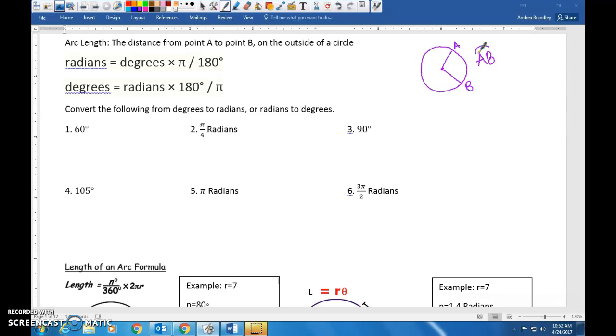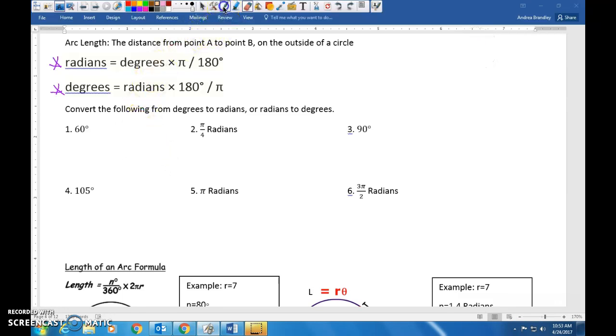Before I get into how to find it, I want to talk about the difference between radians and degrees and how to convert back and forth between the two. If we look at these two formulas, this is how, if we're given degrees, we can write it in radians, or if we're given radians, how we can write it in degrees. If you want it written in radians, you're going to use this formula. If you're trying to convert it to degrees, you're going to use this formula. It just depends on what you're trying to solve, whether it's nicer to have it in degrees or nicer to have it in radians.